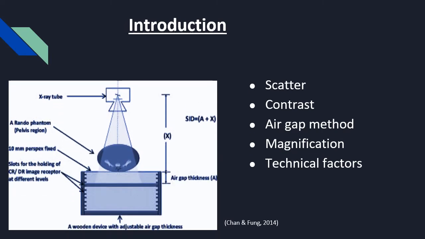We're going to talk about the physics behind this method. We'll be going through the differences between Compton scatter and photoelectric effect, image contrast, the air gap technique, and how it is different from film and digital imaging, magnification and how to fix it, and different technical factors that can be used.